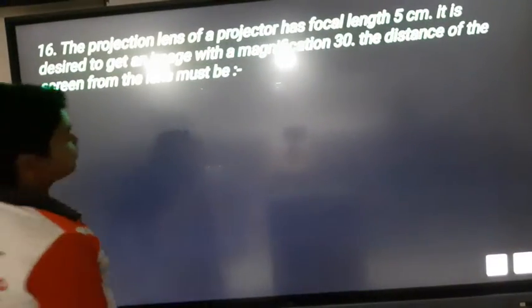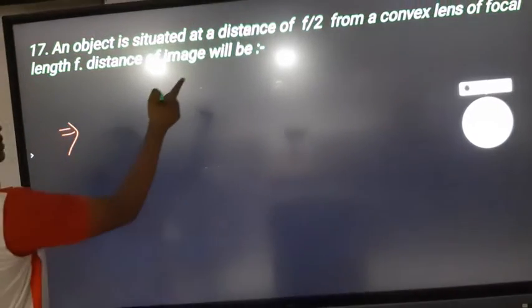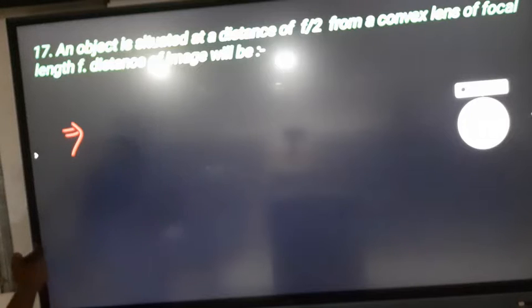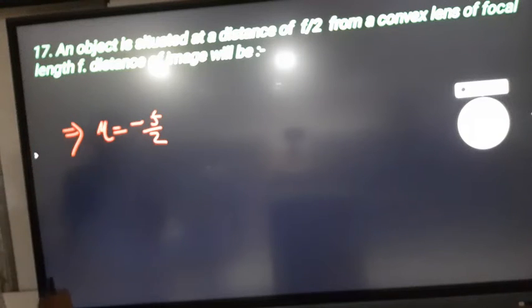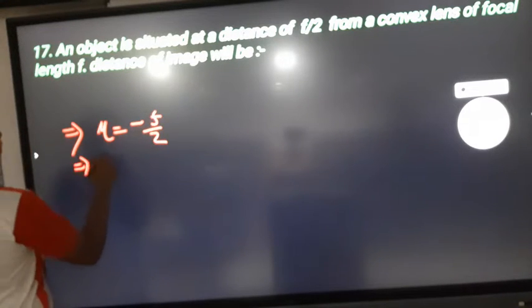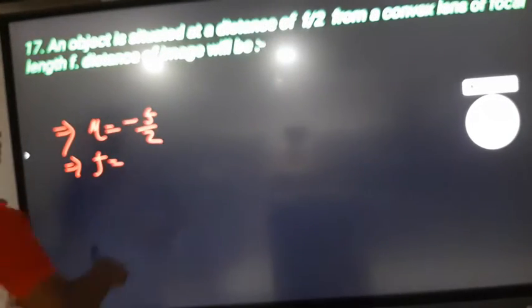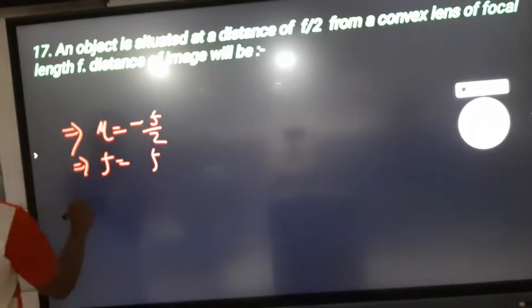The next question is asking: an object is situated at a distance of f/2 from a convex lens of focal length f. Only f is given, so we have to find the distance of the image. An object is placed at distance f/2 from the convex lens, which means u equals minus f by 2. It is a convex lens, so we'll take only f and find the distance v.